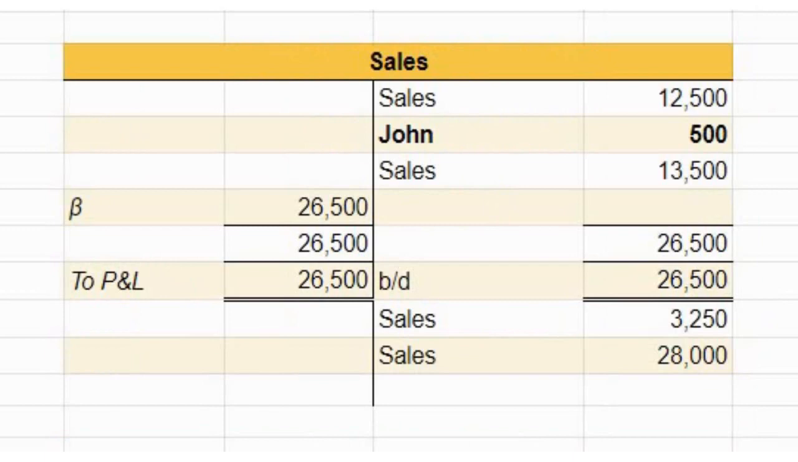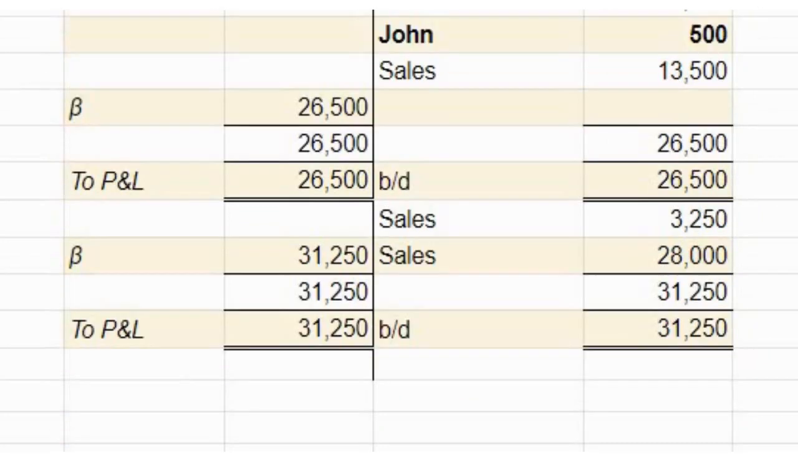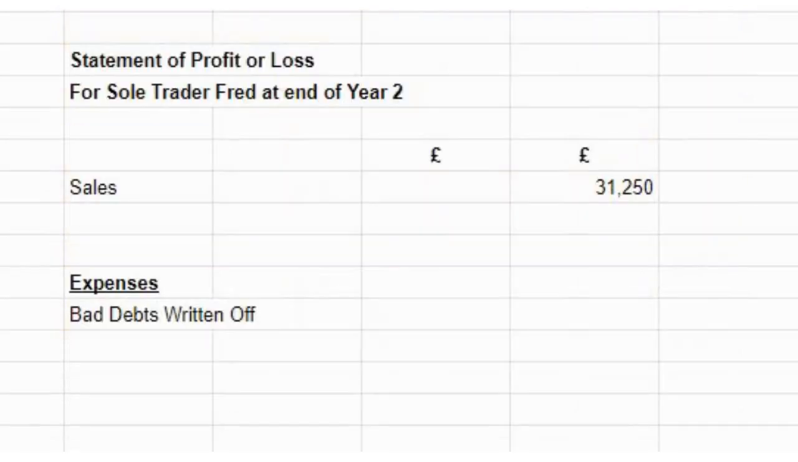And so what happens to the profit and loss statement for year 2? Well, let's strike a balance on the sales account. And here we can see that at the end of year 2 we've taken a balance, and the balance brought down was 31,250 for sales. This is the sales account, and so to the profit and loss we transfer 31,250, and there we can see the 31,250 has been transferred from the sales account into the statement of profit or loss.